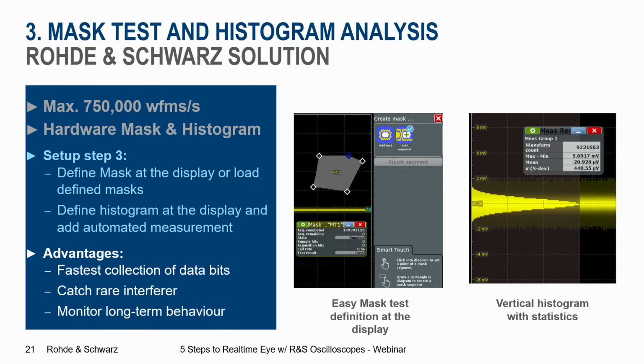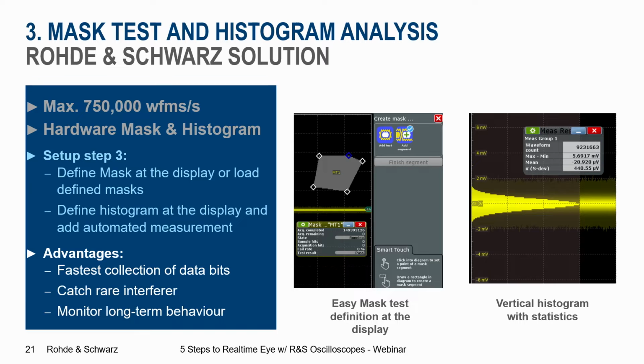And then the second analysis tool would be the histogram. So you see here, the histogram is applied in the vertical in order to analyze some noise, or it could be also applied to the timing edges in the horizontal. So I look then for jitter. And also, if I apply the histogram and some statistical values that I want to analyze there, this is also done in hardware, so it's very, very fast.